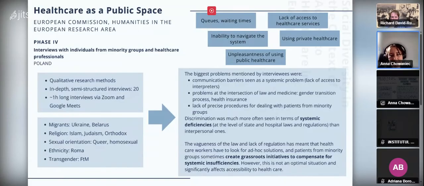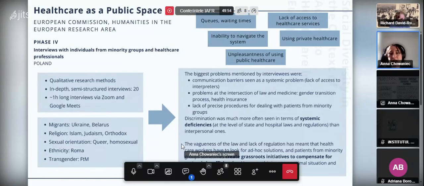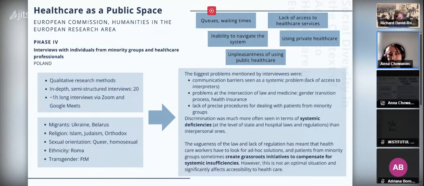And the biggest problems, apart from those that they identified, and which is consistent with the other finding, is that communication barriers were seen as a systematic problem, the lack of access to interpreters. They also found problems at the intersection of law and medicine. So, for example, the issues with the gender transition process, or having access to health insurance and how it was seen. So, also a systematic problem. And another systematic problem was the lack of precise procedures for dealing with patients from minority groups.